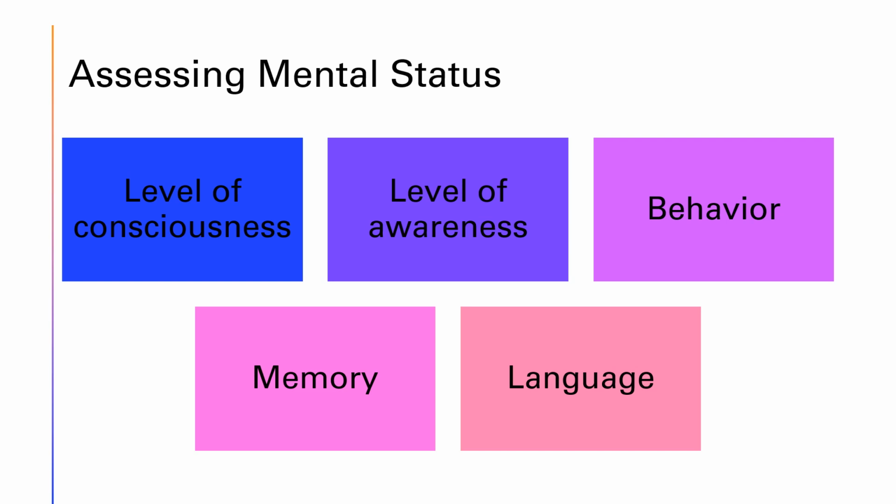For level of awareness, we're assessing if they know what time it is, where they're at, who they are, what the situation is, and are they following commands. We would say they're awake and oriented times 5 because they know the answers to all these questions. If they don't know some of the answers, we need to investigate what could be occurring.